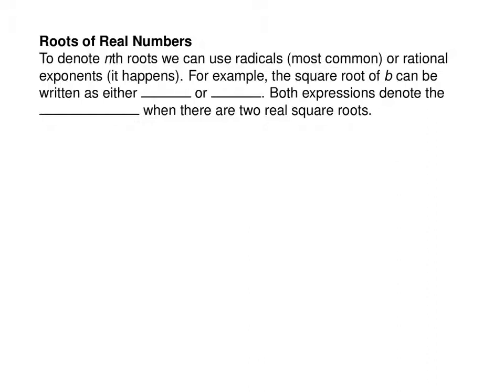So, we had whole number powers. Now, it turns out that rational powers are the same thing as roots. As in, have you guys heard that a square root is the same thing as a power of 1/2 before? Yeah, so that's kind of what we're talking about here. The nth roots, we use radicals or rational exponents. So the square root of b can be written as either square root b or b to the power of 1/2. And in this case, both expressions denote the positive square root when there are 2 real square roots.